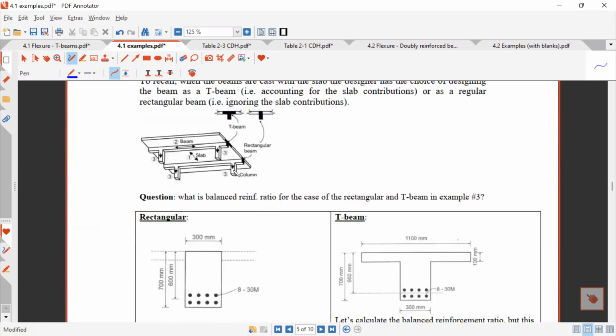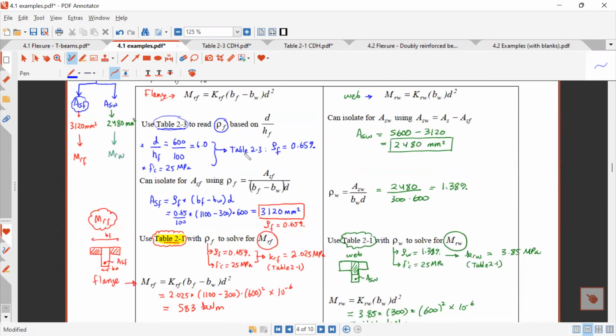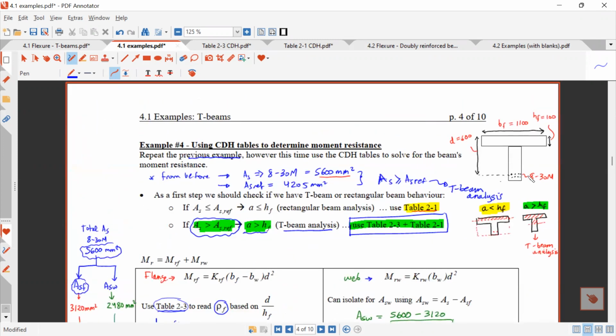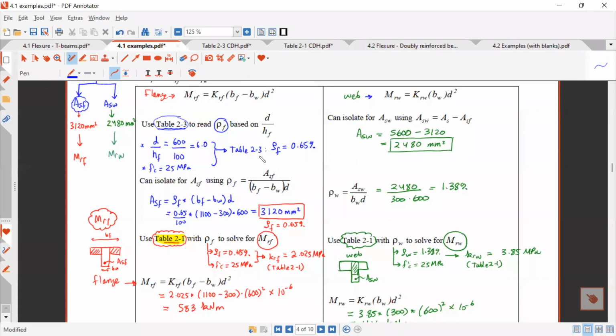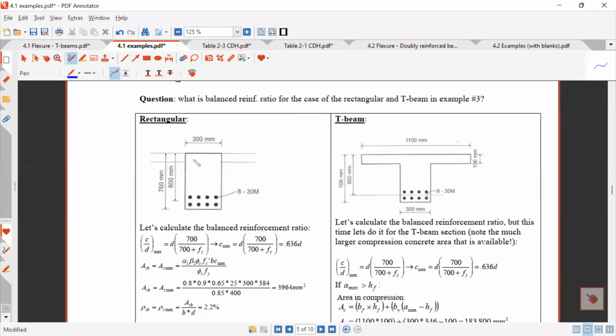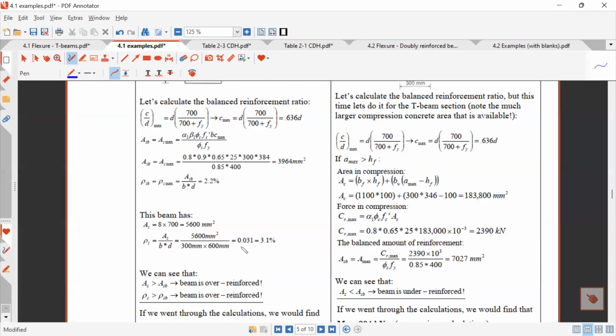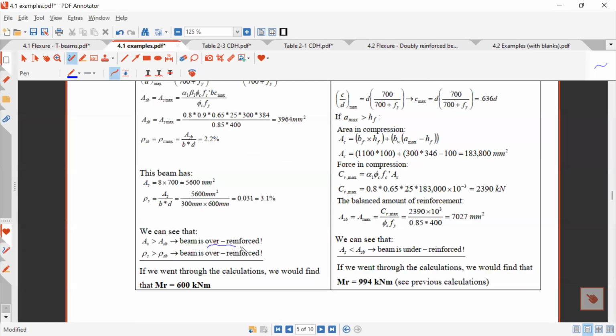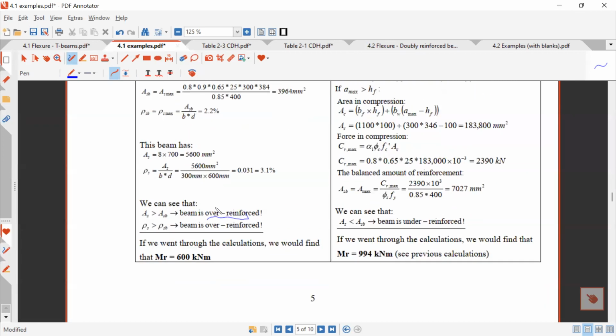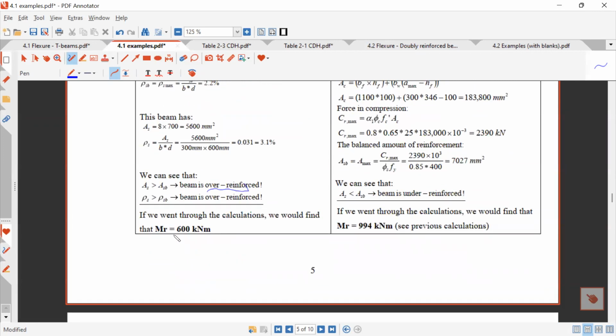Okay, so if you look at this example that we just did, it was heavily reinforced. It had 830 Ms. If you analyze this as just a rectangular, ignoring these flanges, you would find, in fact, it would be over-reinforced. So you can go through the calculations here, but you would find it would be over-reinforced.